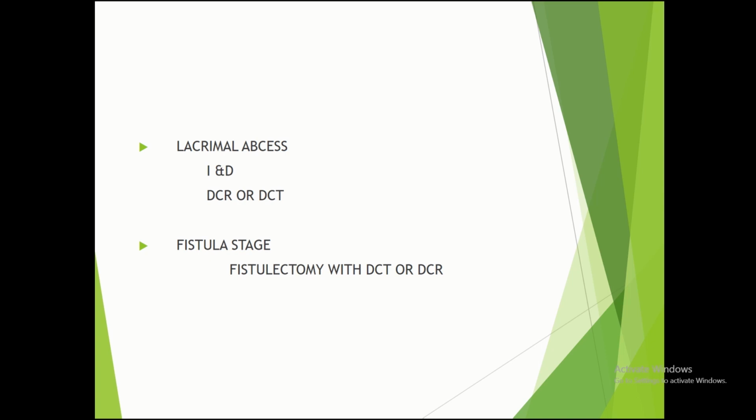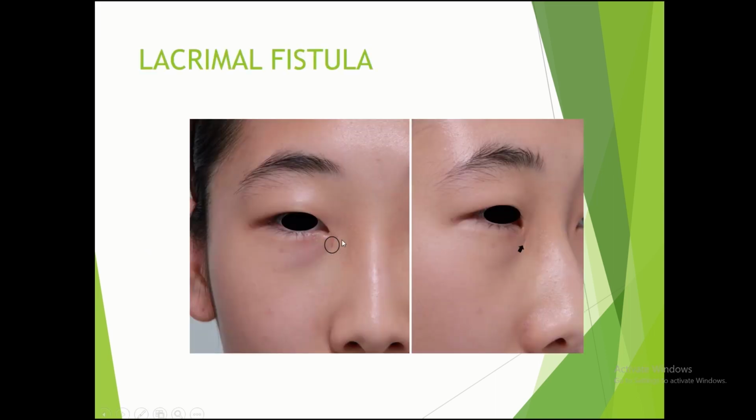Sometimes when you do a DCR, that is when you are bypassing the normal lacrimal passages, the fistula can have a tendency to go for a closure, or sometimes it may go for spontaneous closure as well. So this is a picture of a lacrimal fistula. You can see the very small tiny opening here which will tend to discharge tears or pus or anything can come out of that.